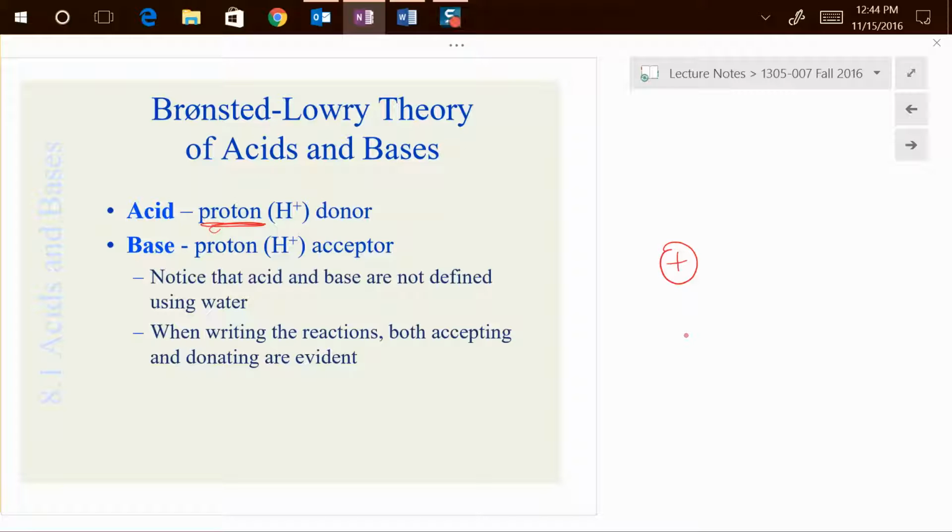Okay? So that's what acid-base chemistry is. The transfer of a proton. You're just passing this proton around. Something's accepting that proton. Something's donating that proton. All right. So a base in this new theory is now a proton acceptor. Something that accepts a proton.